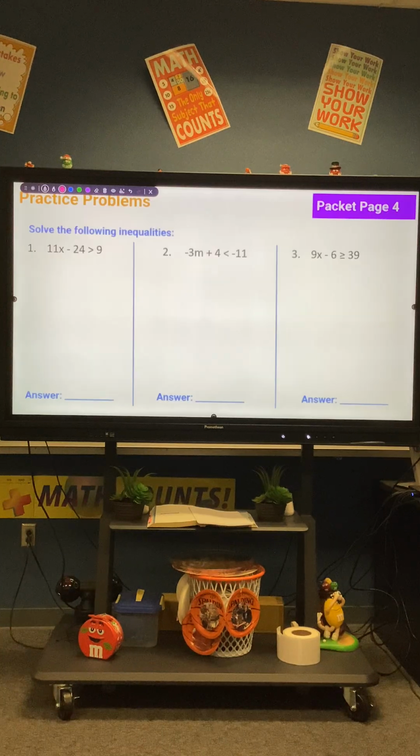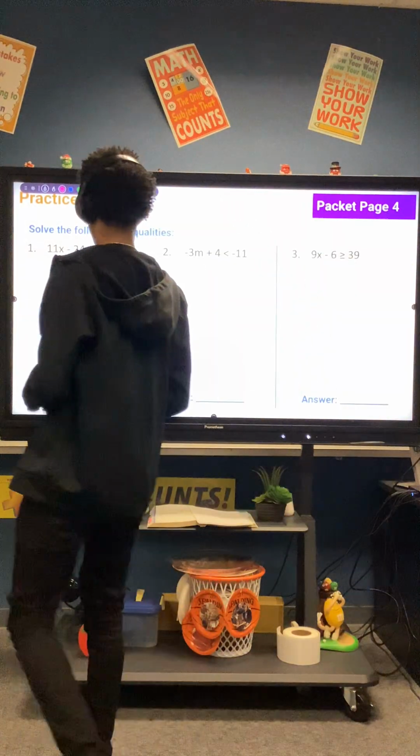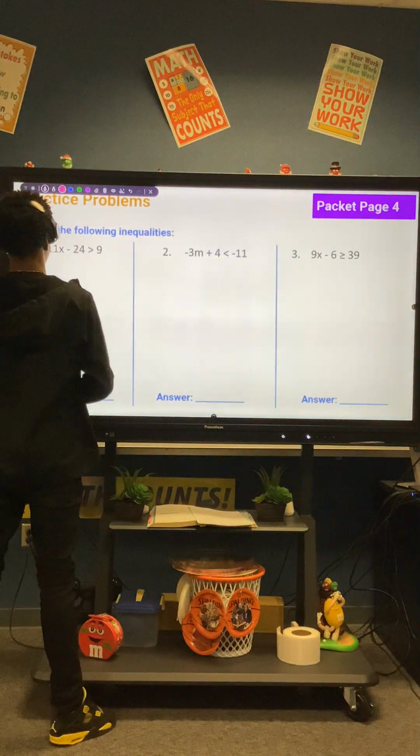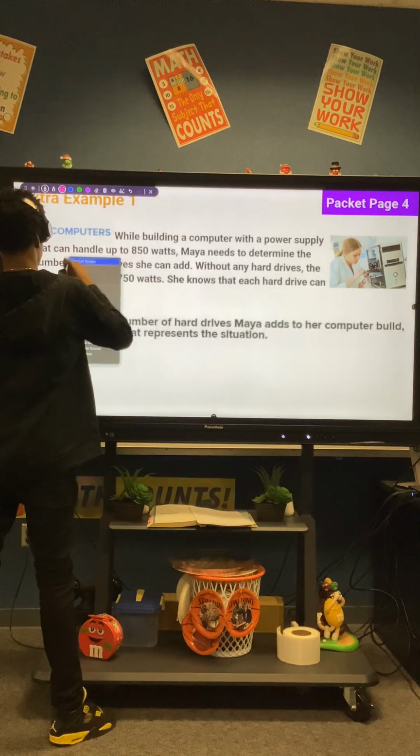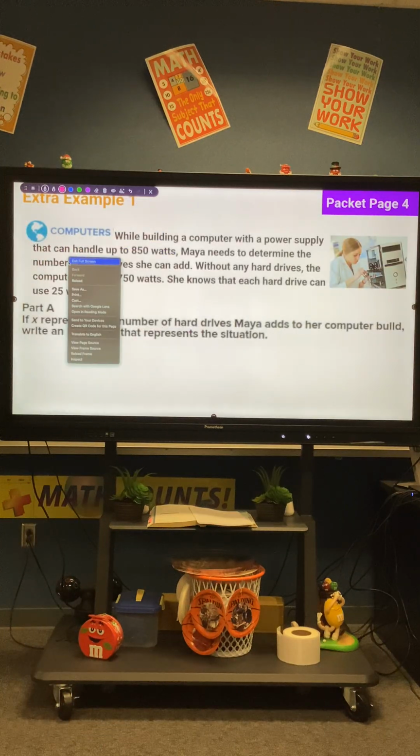And do I just put it, or do I still have to do something? No, leave it like that. Divide by 11. 11 here, 11 divided by 11 is 1.